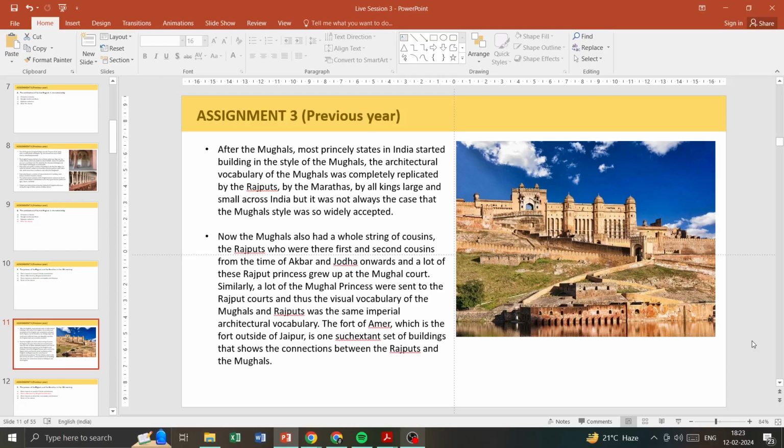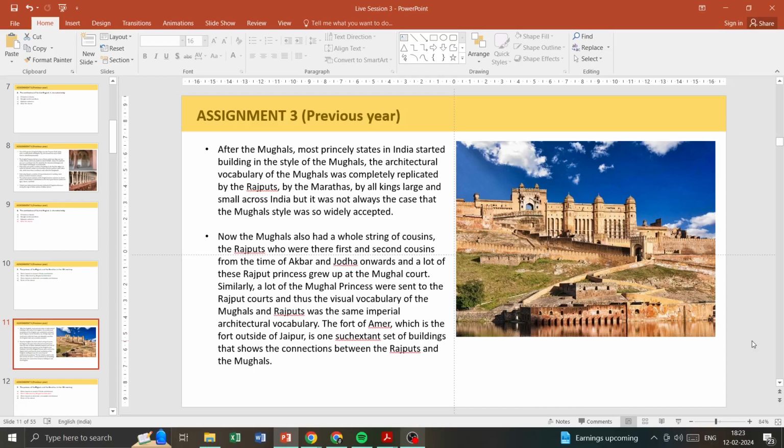So after the Mughals, most of the princely states in India, that means the states that were under the Indian kings or the Hindu kings usually, they started building in the style of Mughals. And the architectural style of the Mughals, the vocabulary that the Mughals used in their architecture, was replicated by Rajputs and Marathas because they were mostly ruling in the parts of India, by all kings, large and small, across India. And Mughals and Rajputs and Marathas are often identified as the people who embraced the Mughal architecture style, and they incorporated it in their architecture during their periods.